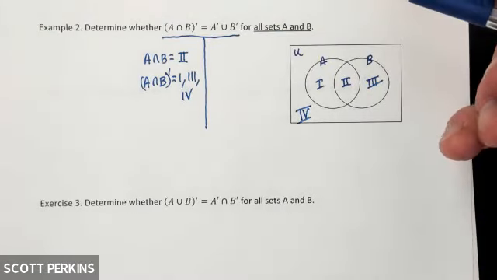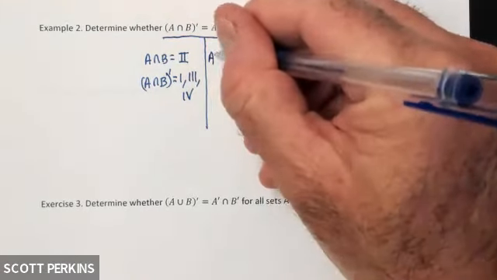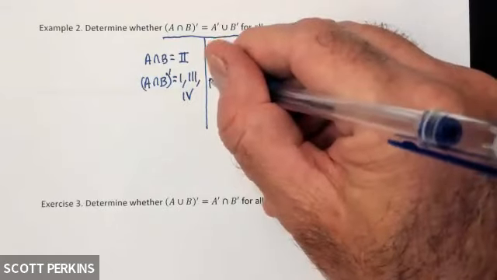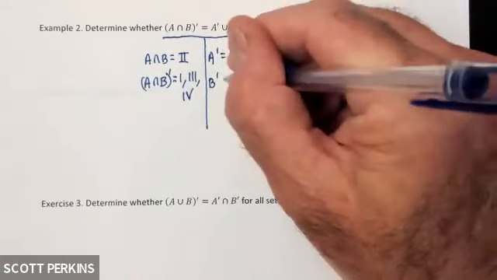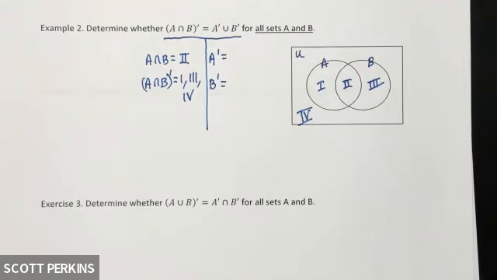My little hint to you is first figure out what region or regions are A complement and what region or regions are B complement. That way you can figure out the union of those two things. I'll give you a minute or two to do that.